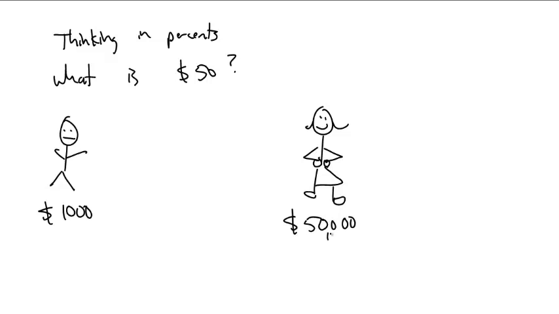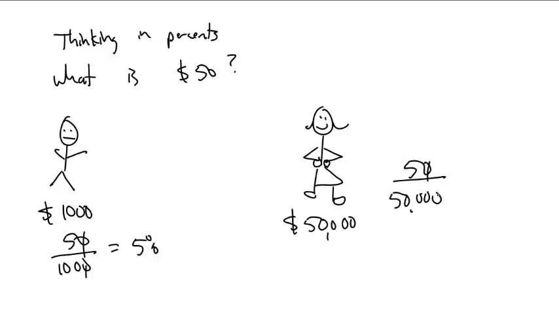Well, you might think $50 is the same for both of these people, but as a percent, for this guy, $50 is 50 out of 1,000, which is 5 out of 100. It's 5% of everything that he has. 5% of all his money, that's not an insignificant amount of money. Her, on the other hand, she's looking at that 50 as 50 out of 50,000. Cancel this out, and that's 1,000. It's 1,000th of what she owns. This is 0.1%. So in some sense, the $50 means a whole lot more to him than it does to her.